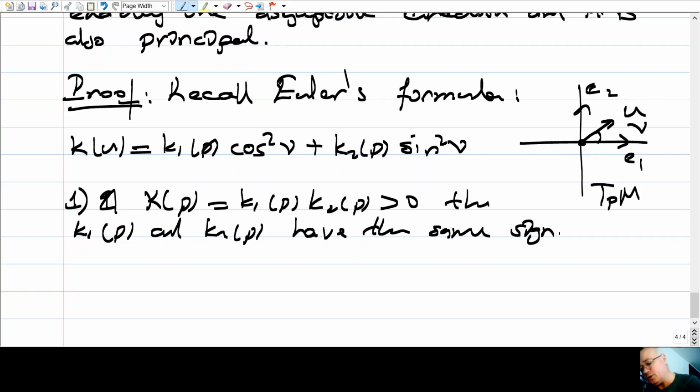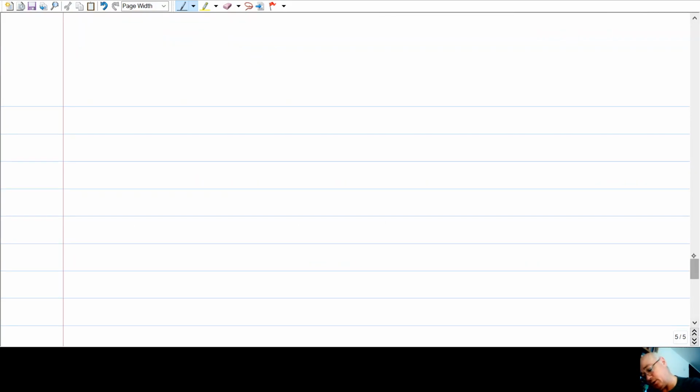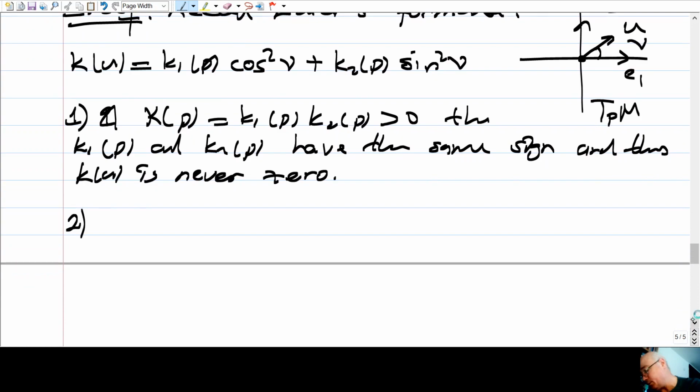So they are both positive or they are both negative, and they are non-zero, of course, and thus Kp is never zero. Either it's always positive or it's always negative. So there is no principal direction, no direction in which the normal curvature becomes zero. All right.